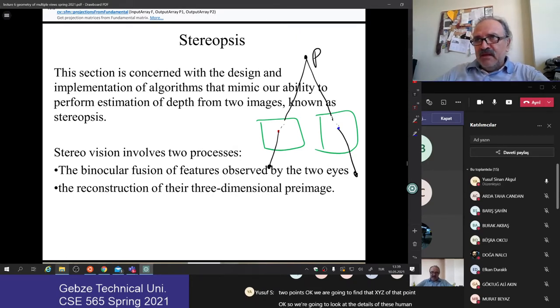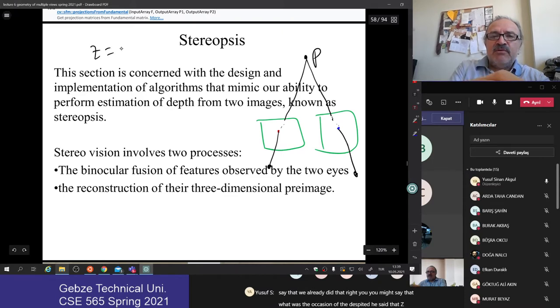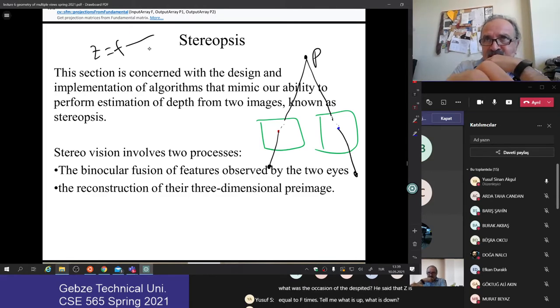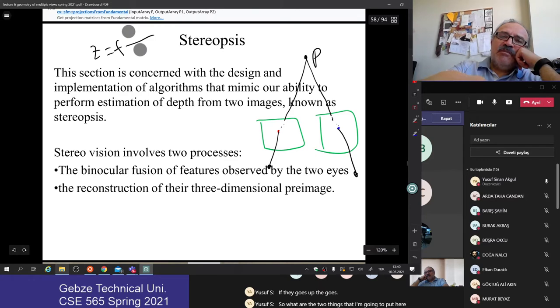You might say that, yeah, well, we already did that, right? What was the equation of the disparity? We said that Z is equal to F times, tell me, what is up, what is down? Z and disparity are inversely proportional. If Z goes up, D goes down. So what are the two things that I'm going to put here? Up and down, numerator and denominator.